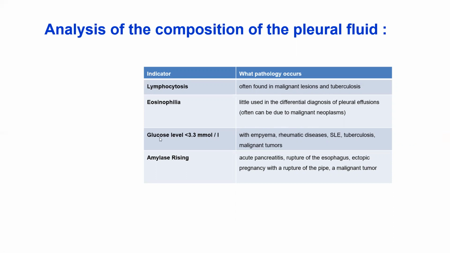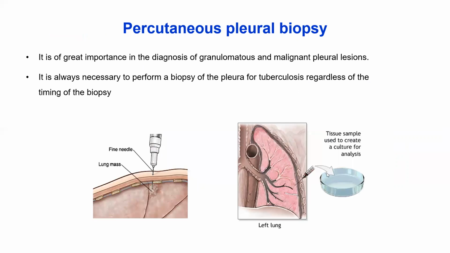We also use glucose concentration. It is less than 3.3 millimoles per liter in these diseases: empyema, rheumatic disease, systemic lupus erythematosus, tuberculosis, and malignant tumors. And we take into account amylase rising. It can be in patients with acute pancreatitis, rupture of the esophagus, ectopic pregnancy, rupture of the pipe, and a malignant tumor.